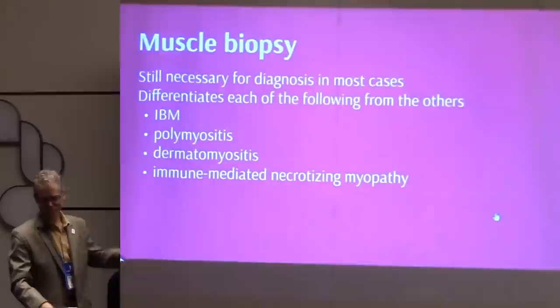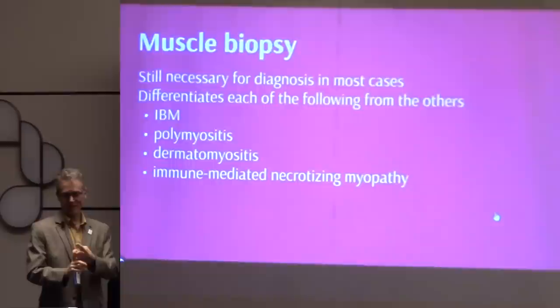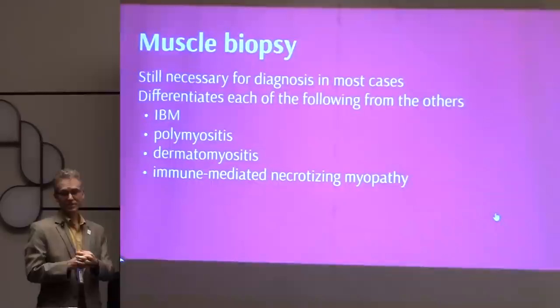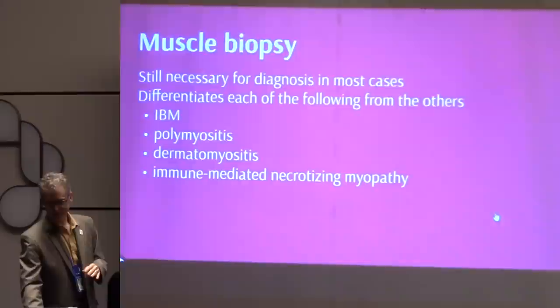And then immune-mediated necrotizing myopathy is the one where they have either the HMG-CR antibody or the SRP antibody. And this is another one where we pretty much always have to look for some kind of malignancy. If we make this diagnosis, we need to look and see, is there some kind of cancer? What caused this? What caused the immune system to start attacking the muscles?